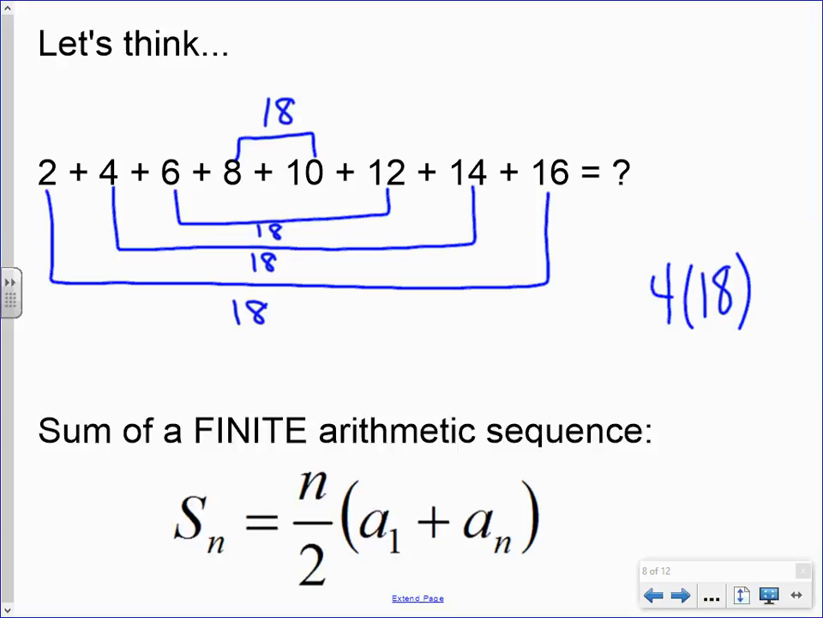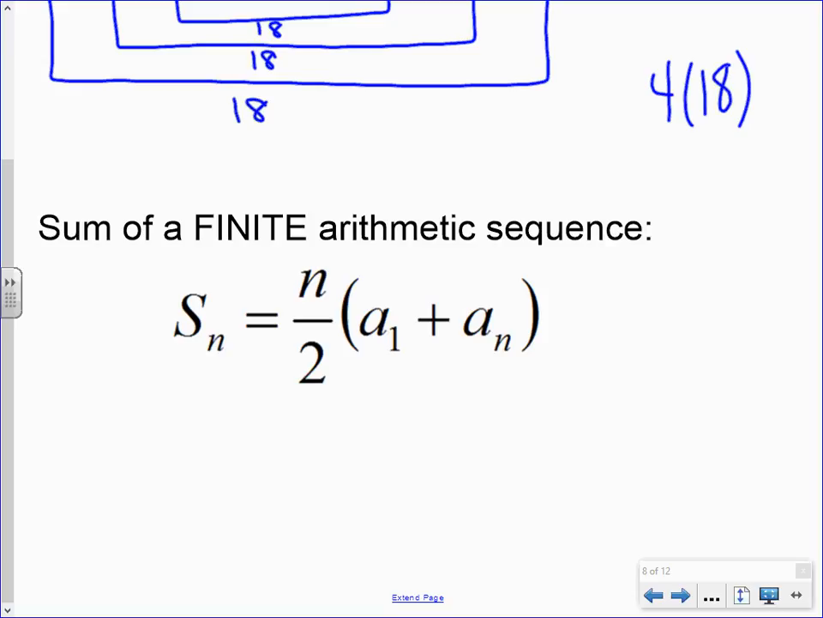Okay. Go ahead and write this down. Write it down and then we'll talk through how that relates to what we just illustrated above.